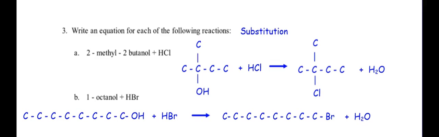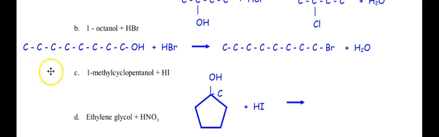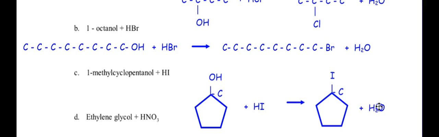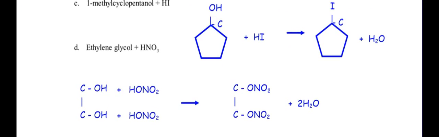What about the next one? Again, I just swap the H and the OH out, and there you go, I got 1-methyl-1-iodocyclopentane. And then I get water here. And ethylene glycol and nitric acid, I'm just going to give you the answers. Remember how I rewrote the nitric acid as this, because I want to show you that it's the oxygen that's bonded to the carbon, not the hydrogen, and I get 2 waters.